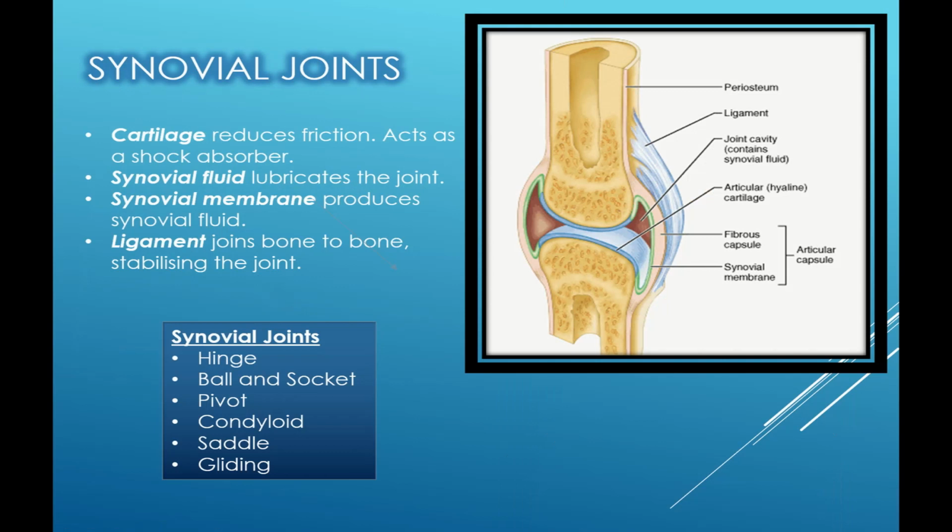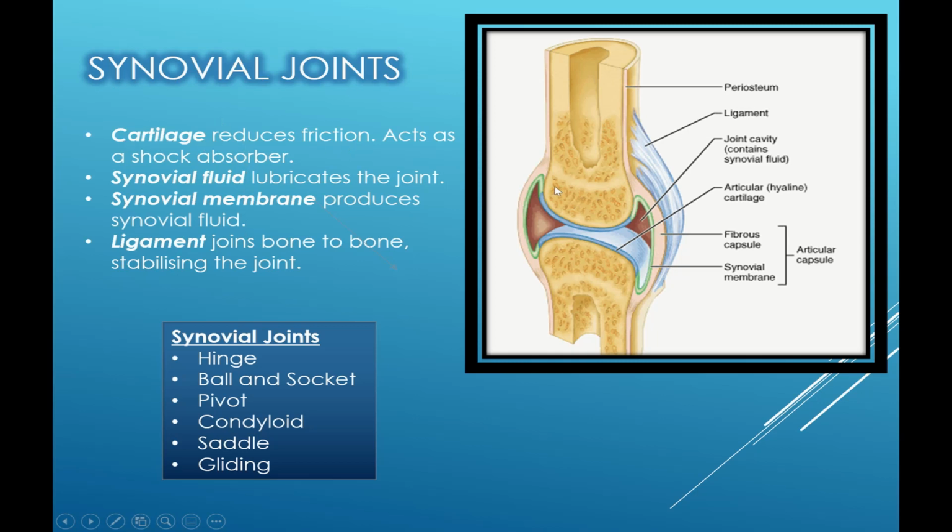So if we look at this picture here on the right hand side and we imagine that this is the knee, so the knee is a synovial joint, we can see here that it contains 4 individual parts of the anatomy which make it a synovial joint. So the first one is cartilage.